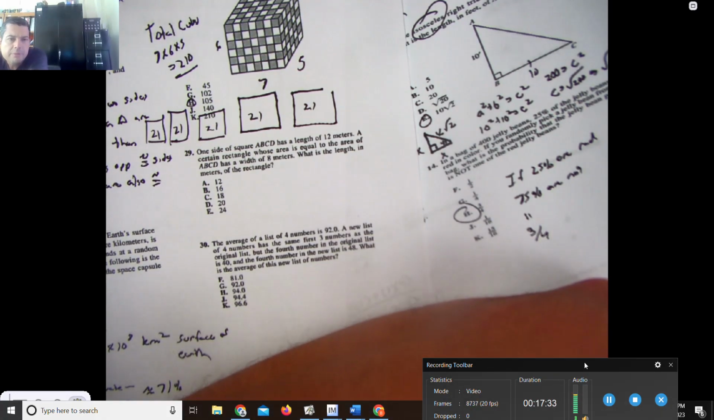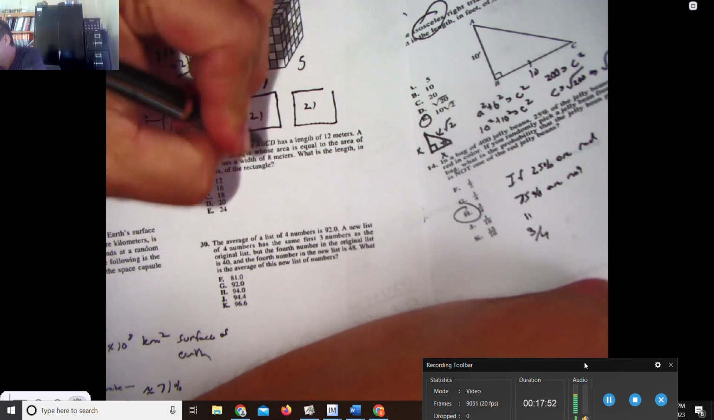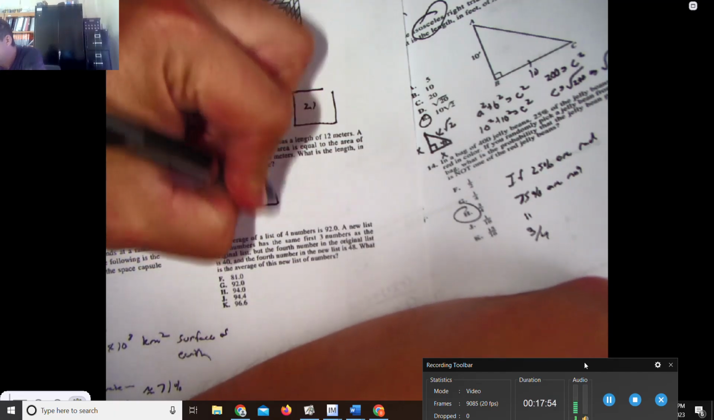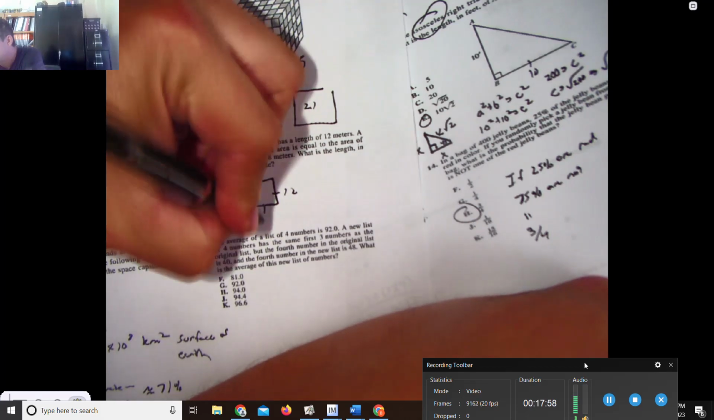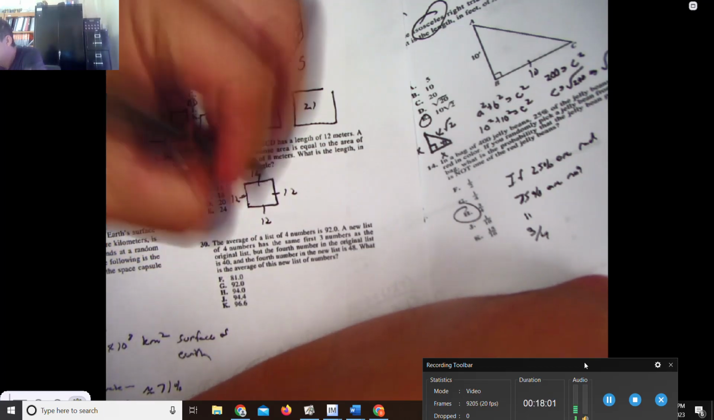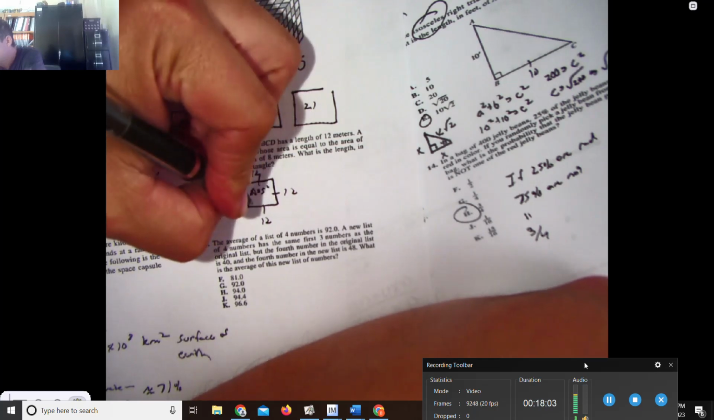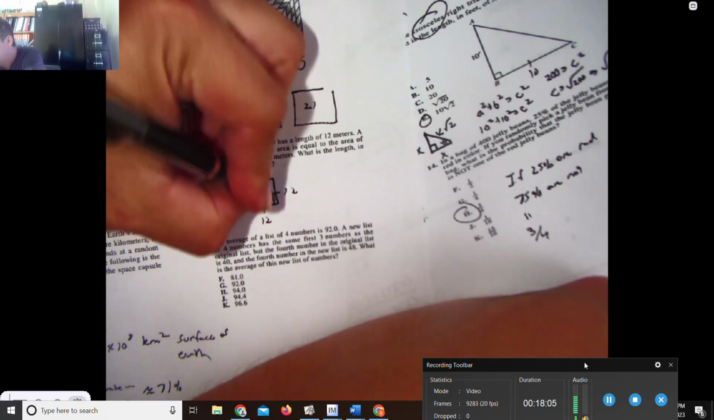Let's see, one side of square ABCD has a length of 12 meters. A certain rectangle whose area is equal to the area of ABCD has a width of 8 meters. What is the length in meters of the rectangle? So they gave us a square. That's the big thing. It has sides of 12, and squares have congruent sides, so if one side's 12, they're all 12. Area is a side squared, so 12 times 12, which is 144.